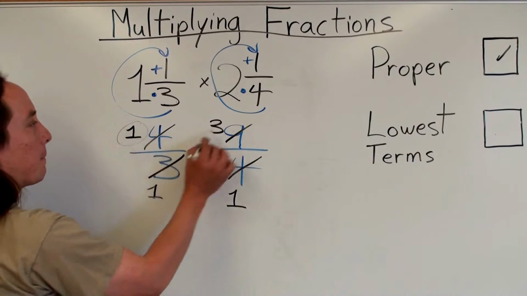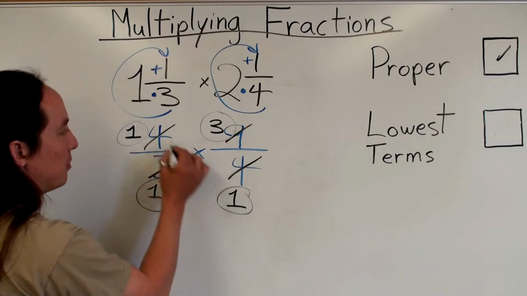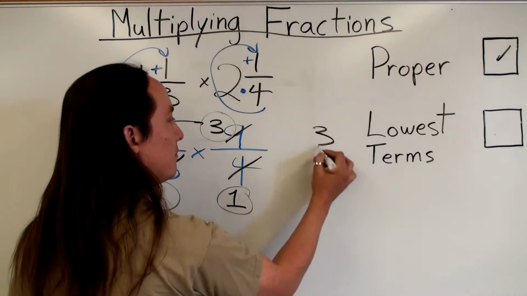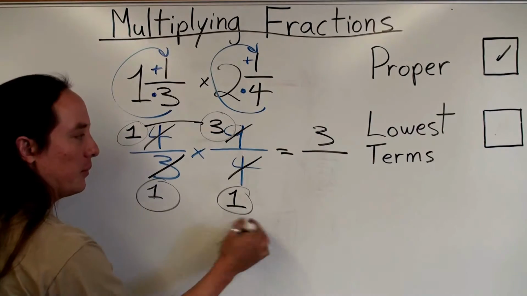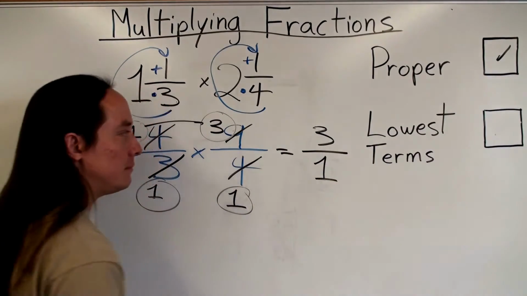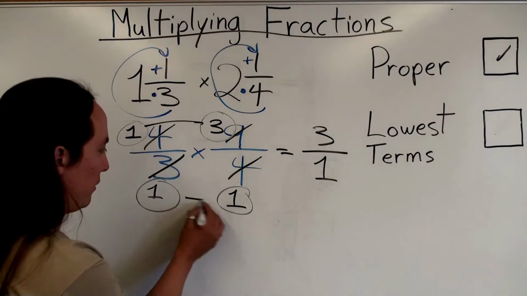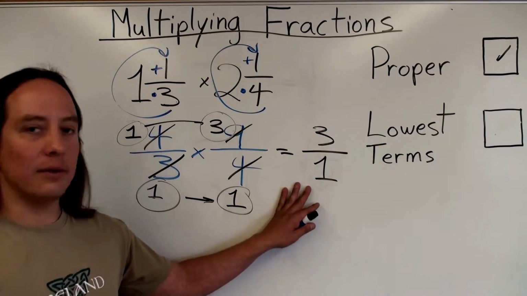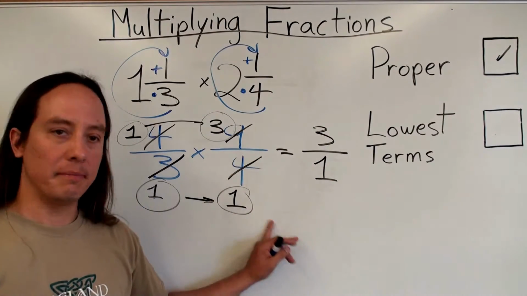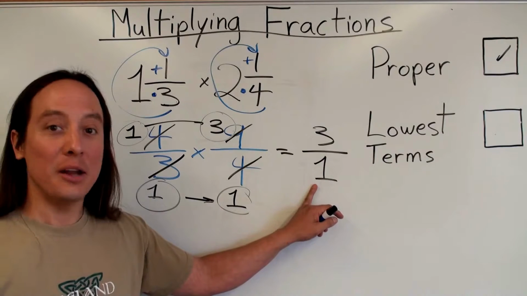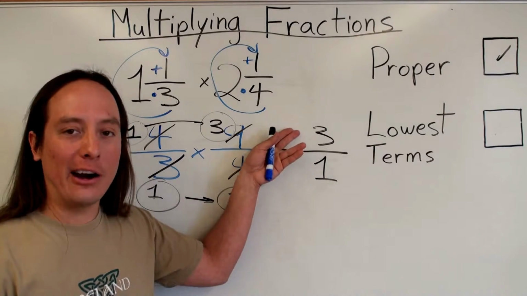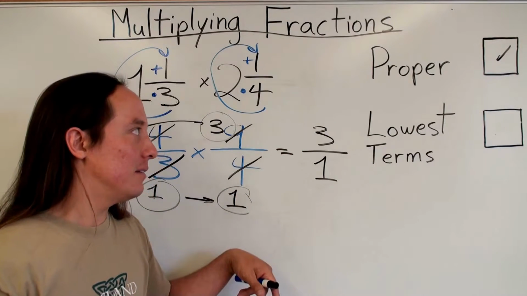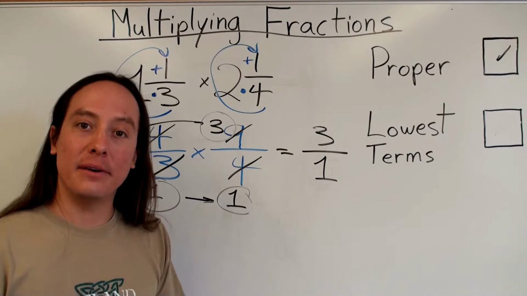All right. So these are the numbers I'm going to multiply. 1 times 3 is 3. 1 times 1 is 1. I'll just put my little arrow here so you can see that. Now, is my fraction proper? No, it's not proper. The numerator is larger than the denominator. So I need to divide.